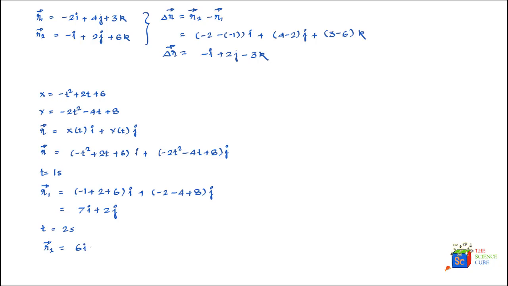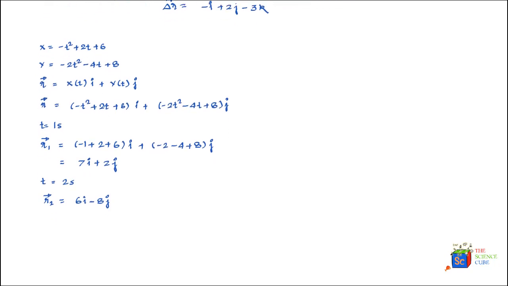6i minus 8j. And now if you are asked what is the displacement of the spider between time t equal to 1 second and t equal to 2 seconds, you will simply say that delta r, or the displacement vector, is equal to the final position minus the initial position, which here would be vector r2 minus position vector r1. And if you subtract and simplify, what you get is minus i minus 10j.